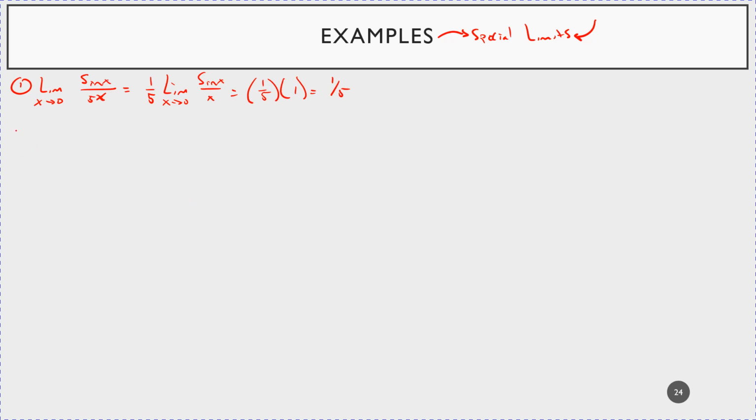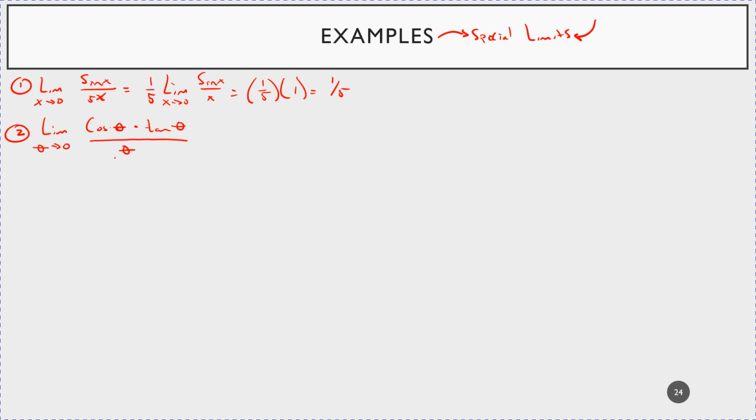All right, let's try this one here. Let's look at the limit as theta goes to 0 of cosine of theta times tangent of theta, all over theta. Well, you'll see here if you just plug 0 in for theta, you get cosine of 0, which is 1, times tangent of 0, which is 0, divided by 0. So you get 0 over 0.